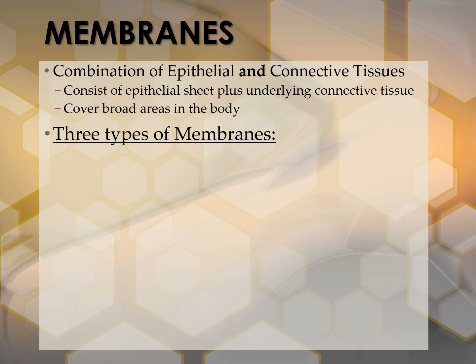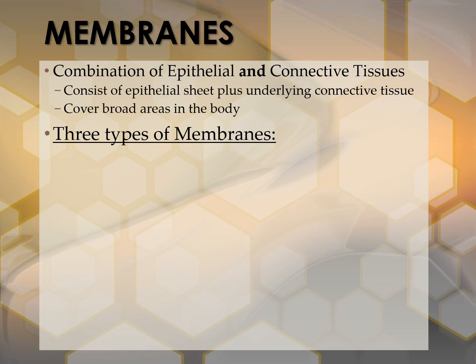So now that we have covered both epithelial and connective tissue, let's talk a little bit more about membranes. So a membrane is both epithelial and connective tissues together. So you have an epithelial sheet plus that underlying connective tissue, right? Remember, we said basement membrane. So basement membrane is that lamina propria from the epithelial side with that connective tissue underneath.